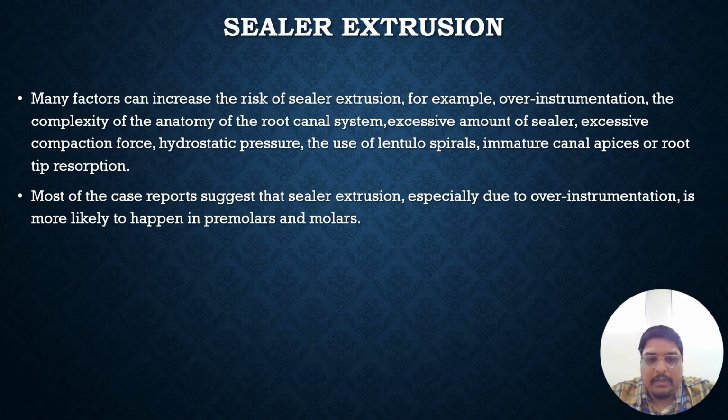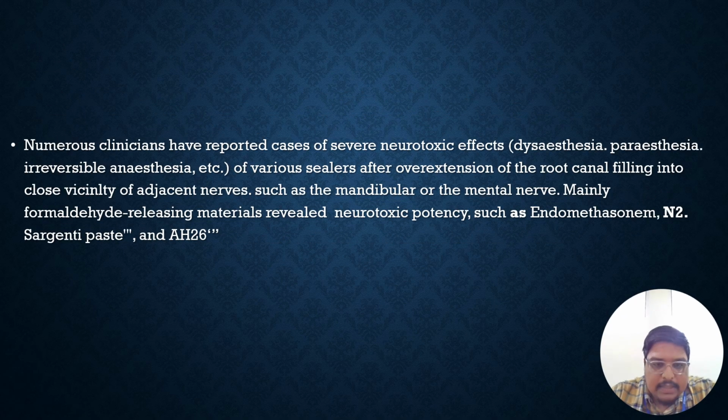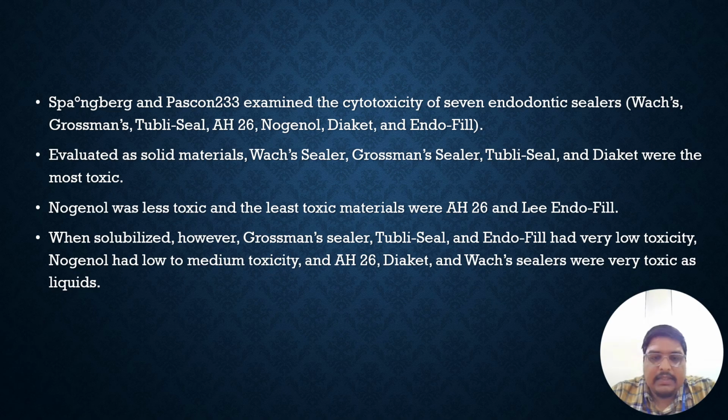Many factors can increase the risk of sealer extrusion. For example, over instrumentation, the complexity of the anatomy of the root canal system, an excessive amount of sealer, excessive compaction forces, hydrostatic pressure, use of a Dentaspiral, immature canal apices, or root tip resorption. Most of the case reports suggested that sealer extrusion, especially due to over instrumentation, is more likely to be harmful.